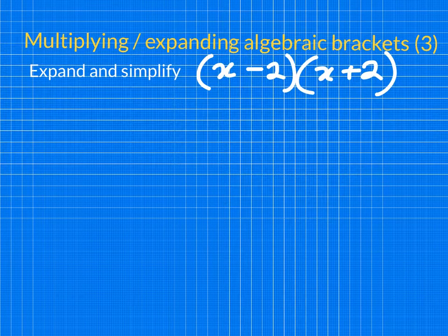Multiplying or expanding algebraic brackets. When we are multiplying algebra together, it is often called expanding. In this example, we're going to expand and then look to try and simplify these two brackets.